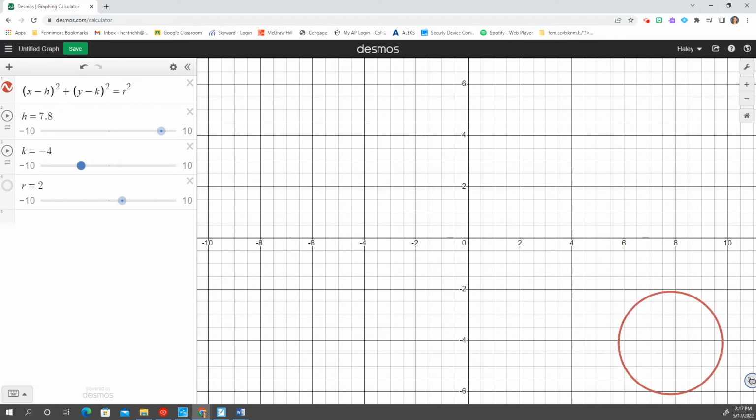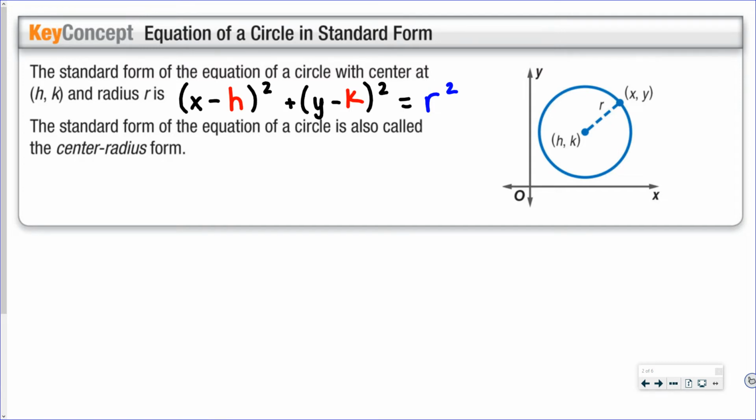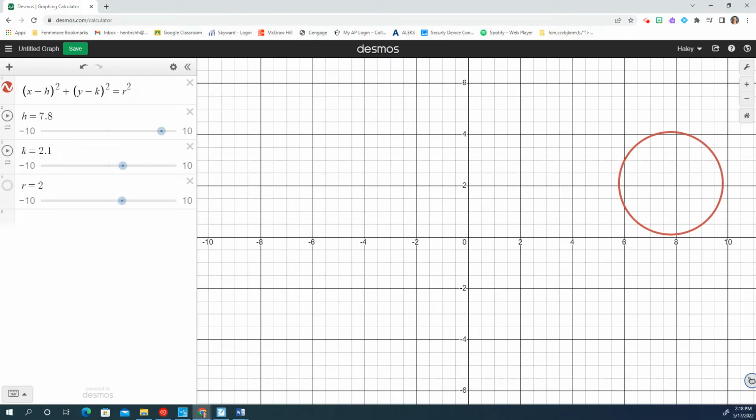Moves it up or down, and that's affecting the y coordinate on my center. So in that little equation, whatever h and k are, that just shifts your circle. Like if I go back here and put h and k to be 0, it's going to be centered at the origin, right? Unless I add or subtract a number to those variables, my center is 0, 0. It's centered at the origin.